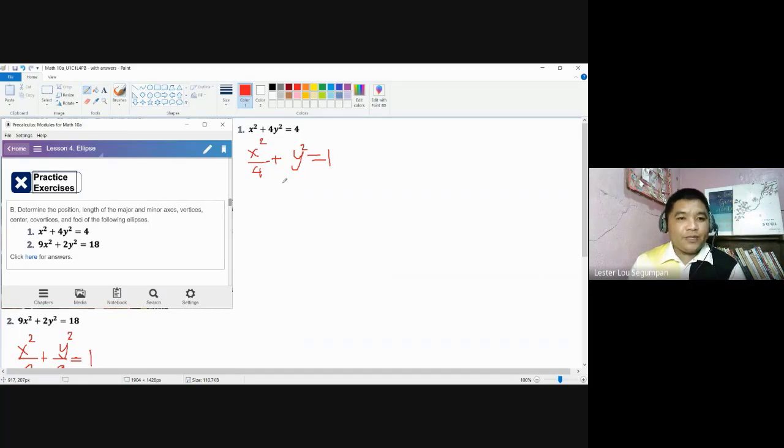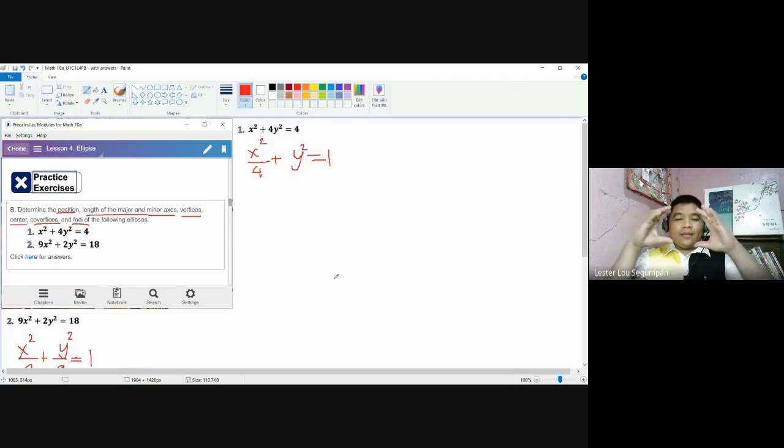But the purpose for this practice exercise is to determine the position, the length of the major and minor axis, the vertices, center, covertices, and foci of the following ellipses. Now, if we talk about an ellipse, the position could either be stretching horizontally or vertically. The major axis of the ellipse is the line segment which is longer than the minor axis.